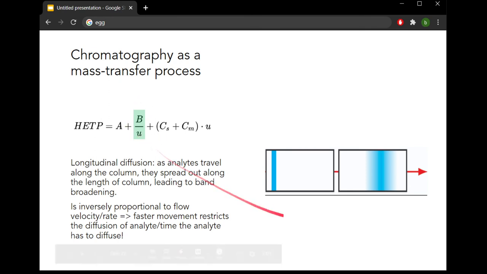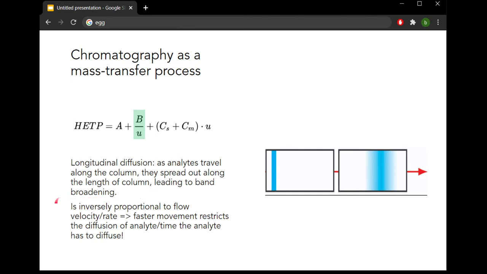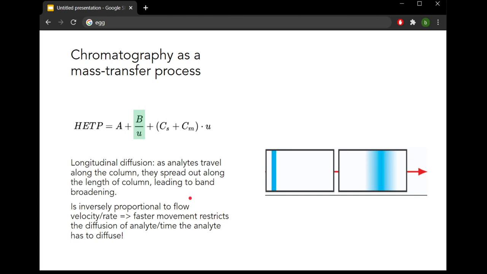The higher your flow, the less diffusion you get, because the analyte doesn't stay in the column so long. But if your flow is very slow, for example, if you swim down a lazy river and you pee in it, the pee has a lot of time to spread out, so you basically get a pool full of pee. That's what we mean by inversely proportional to flow rate. Whereas if the river is flowing very quickly, the pee does not spread out as much. It just keeps flowing onwards. I'm sorry, but this was the best example I could think of.